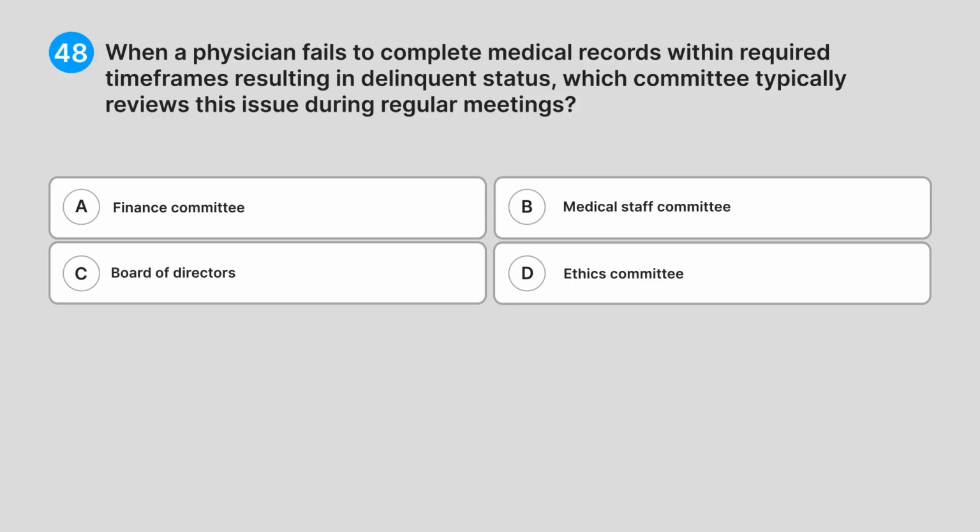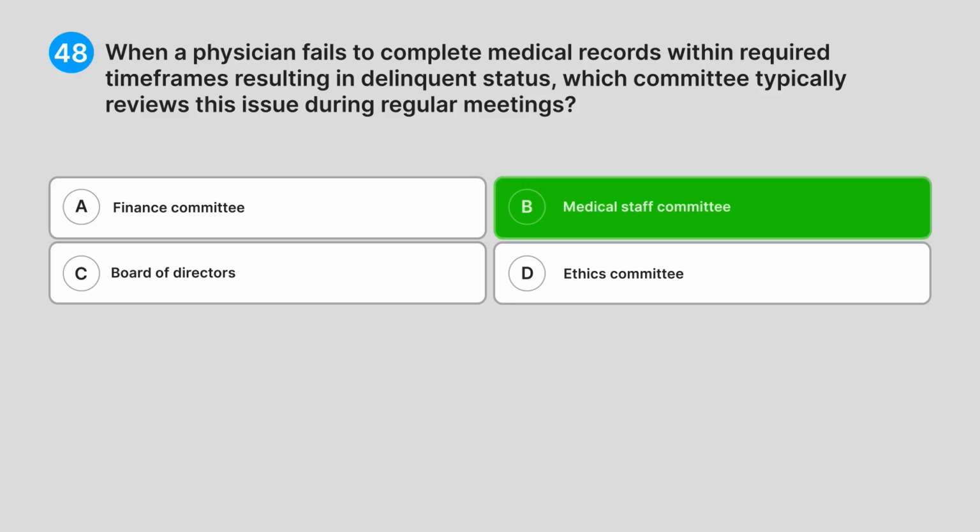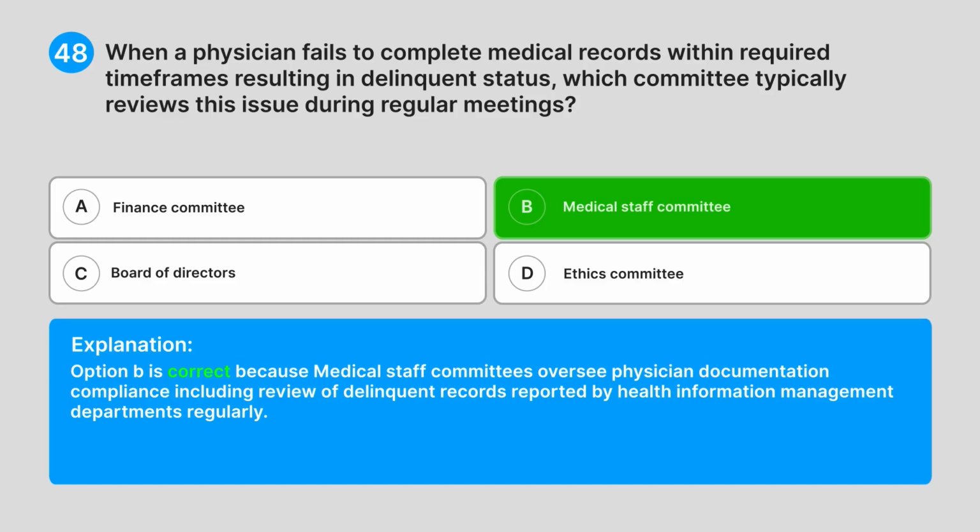Correct answer, B. Medical Staff Committee. Explanation: option B is correct, because medical staff committees oversee physician documentation compliance, including review of delinquent records reported by health information management departments regularly.